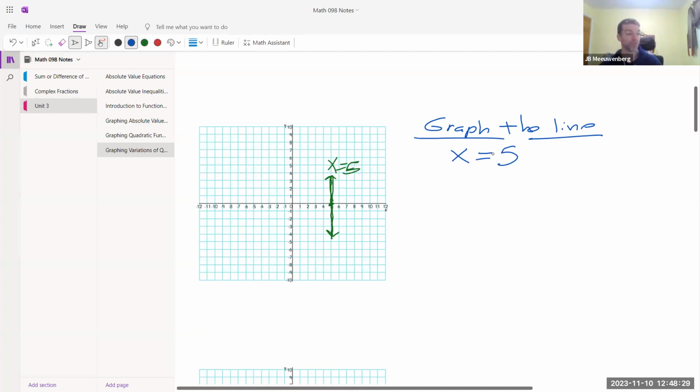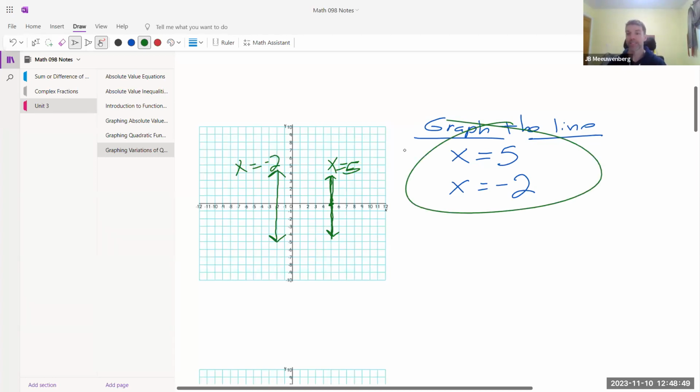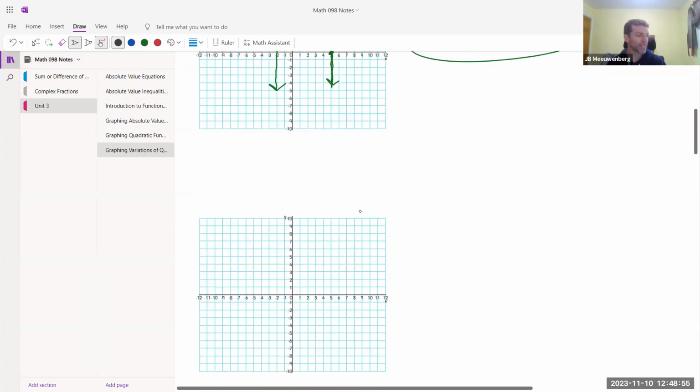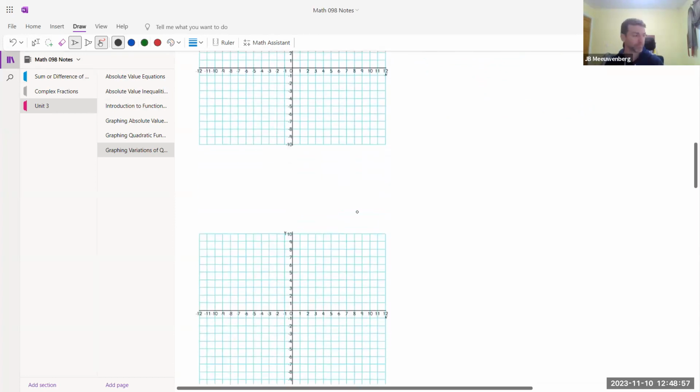Similarly, if I asked you to graph the line x is equal to -2, you would graph a vertical line over here that crosses the x-axis at -2. Every point on that line has an x value of -2. Okay, so these are going to be important for us to remember how to do, because that's going to help us in graphing different types of parabolas. So let's look at an example.